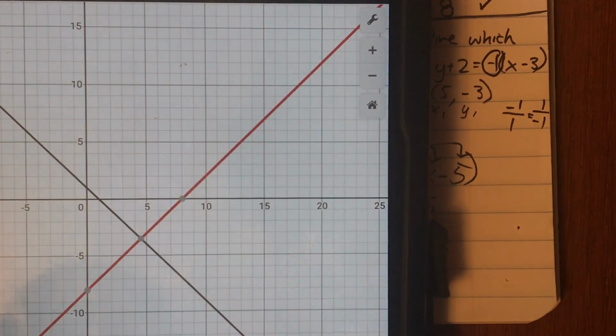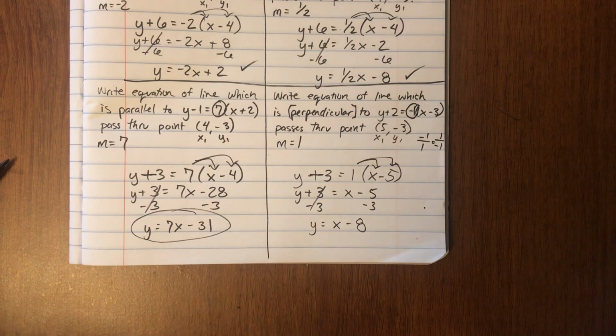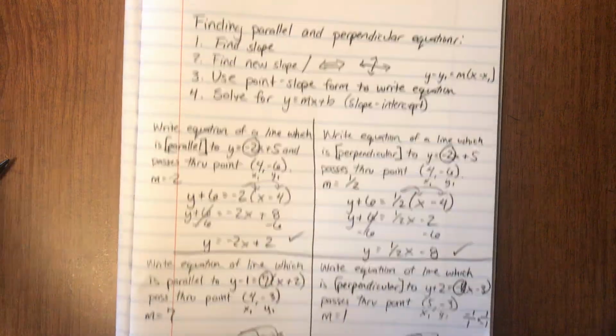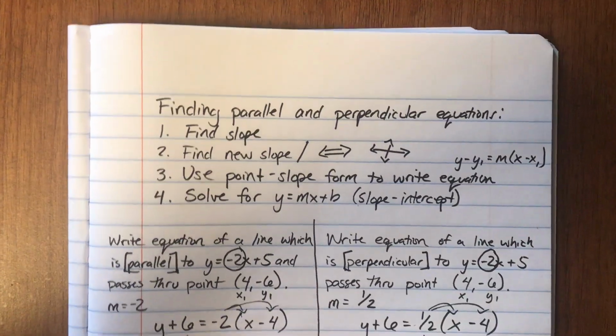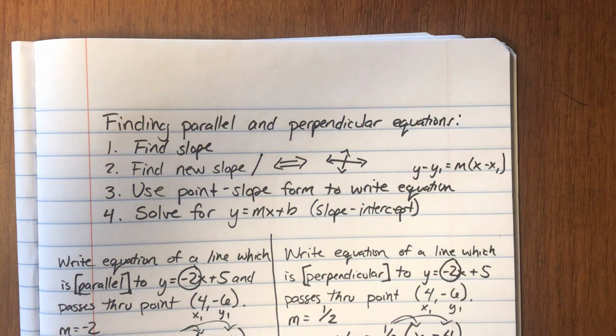All right. So those are parallel and perpendicular lines. Using Desmos is a great idea to double check yourself for these problems. Make sure you're following these steps as you work through your assignments. You can go ahead and start on the quizzes and email me if you have any questions about parallel and perpendicular equations.